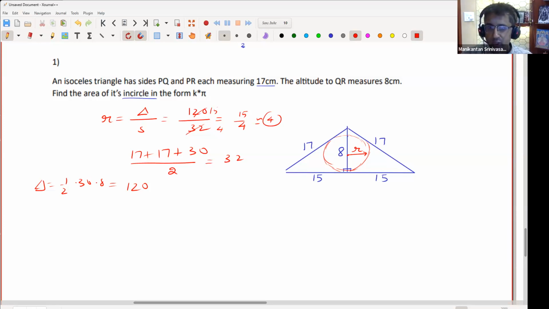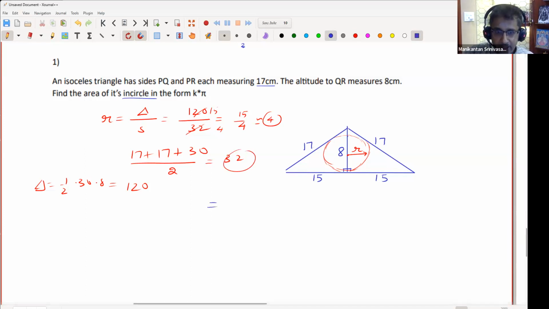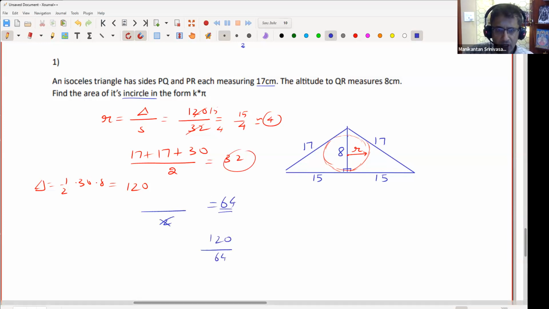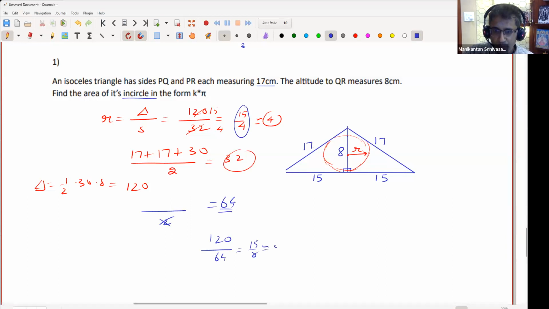Some blatant mistake, you should be able to catch it. For example, let's say in this semi-perimeter, you forgot to do the divide by 2. So the wrong working, let's say you did 64, you forgot the divide by 2. Then your answer would be 120 by 64, which will be exactly half of 15 by 4. You'll get 15 by 8, which is approximately 2.